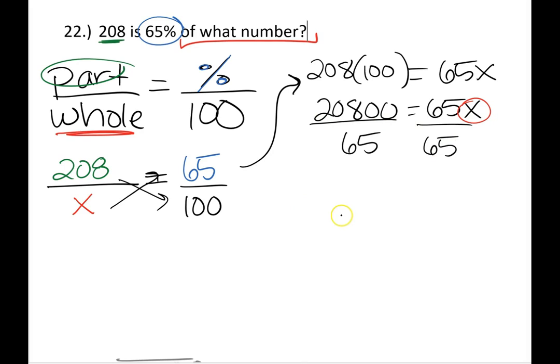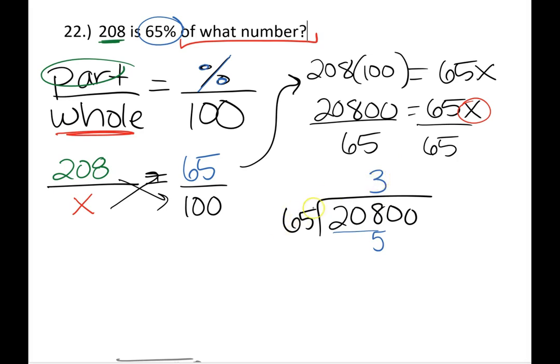So let's do that here. 20,800 divided by 65. So 65 can divide into 208 3 times. 3 times 5 is 15, carry the 1. 3 times 6 is 18, plus 1 is 19. So now we're going to subtract. 8 minus 5 is 3. And then we need to borrow to subtract here. 10 minus 9 is 1. Then bring down the 0.